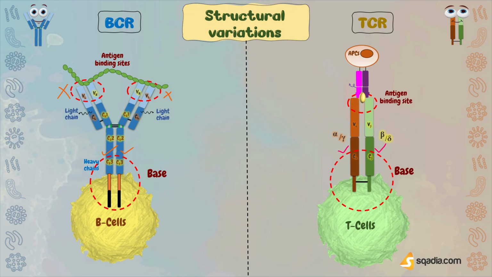Then, like BCRs, these TCRs are expressed on the surface of T cells, which are a diverse group of immune cells with various functions. These T cells are then involved in cell-mediated immune responses, including the activation of other immune cells and direct killing of infected or cancerous cells.